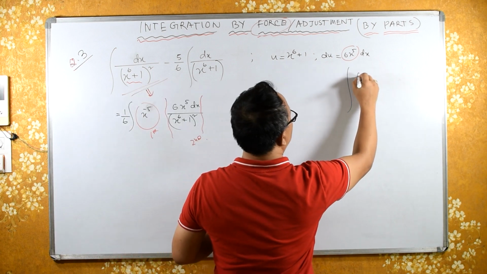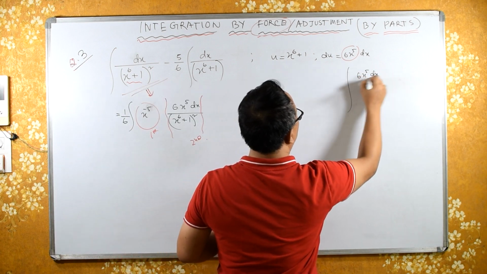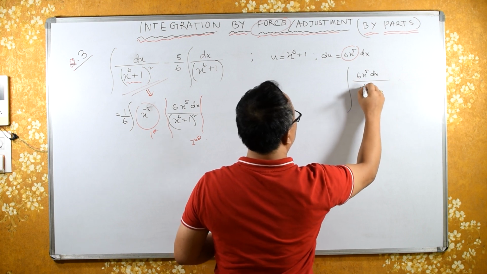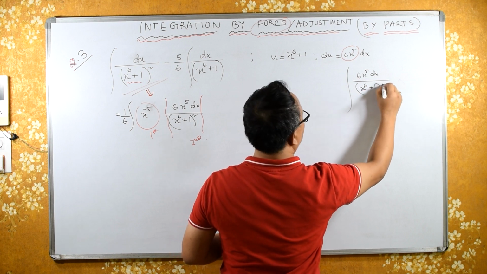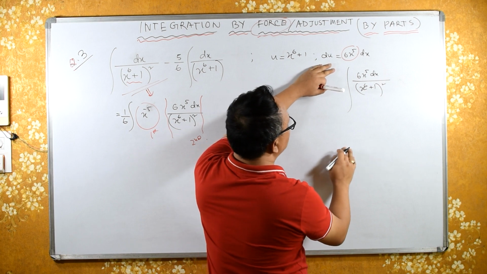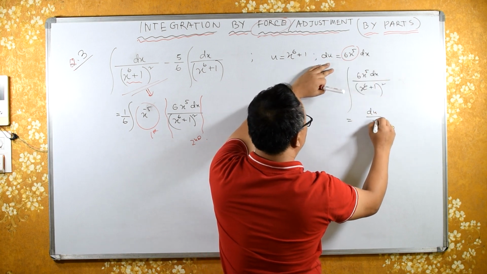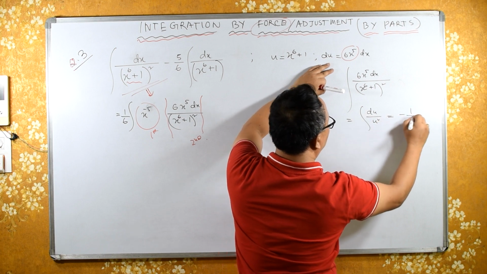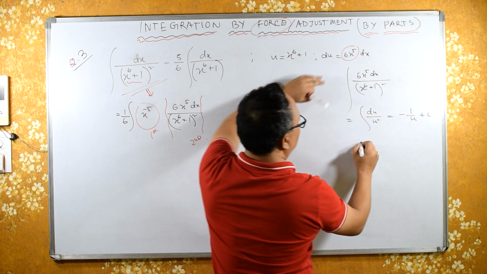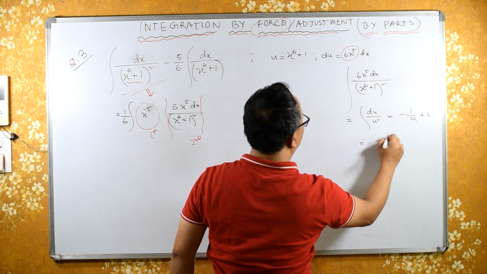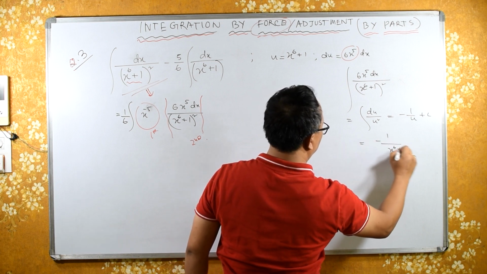Integral of 6x^5 dx upon (x^6 plus 1) squared. By these substitutions, this becomes du upon u squared, which is the same as minus 1 by u plus c. What is u? u is x^6 plus 1, so minus 1 upon x^6 plus 1.